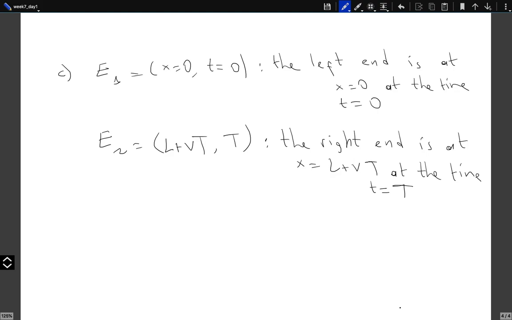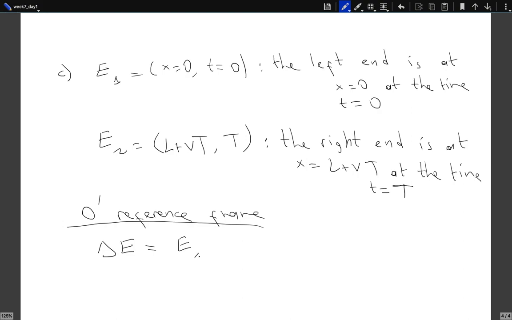Now, these are the coordinates of the events in the O reference frame. Let's go to the O prime reference frame. What I'm actually interested in is delta E, which is E2 minus E1. Once I determine this one, I can determine the length. Now, delta E would be gamma delta x plus, let me leave it for the time being, gamma u delta t, u delta x over c squared.